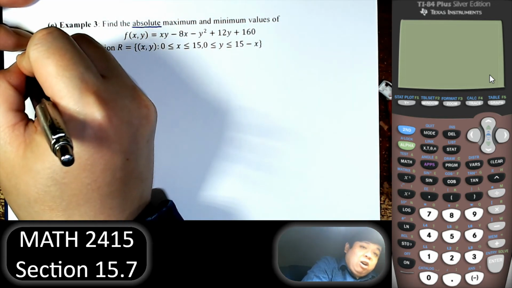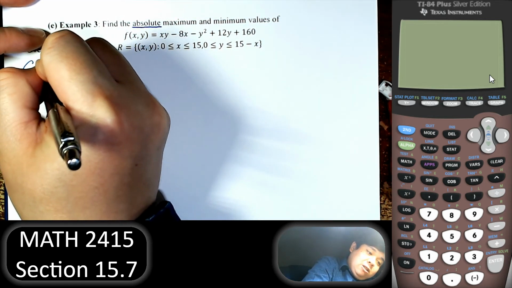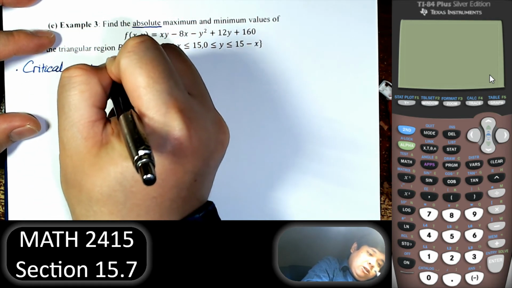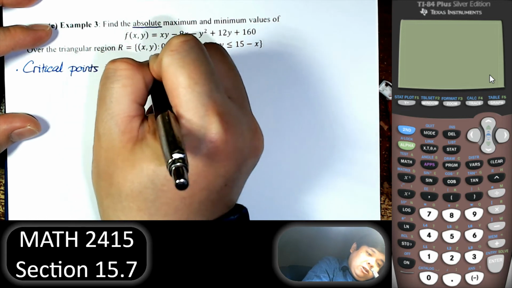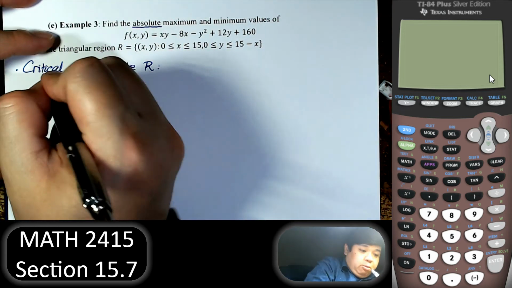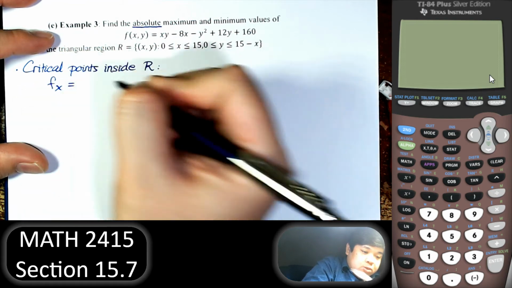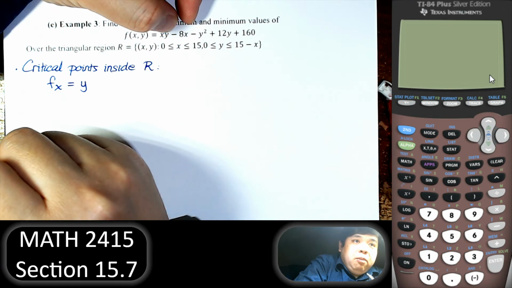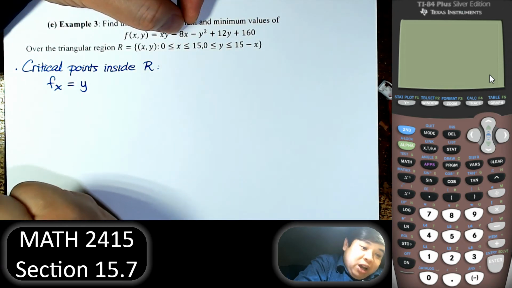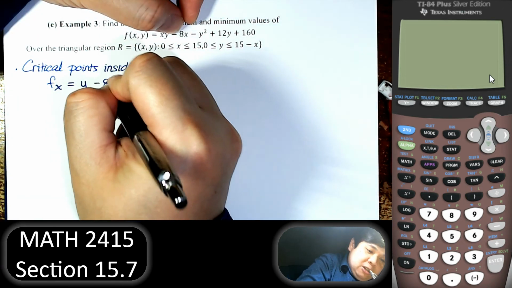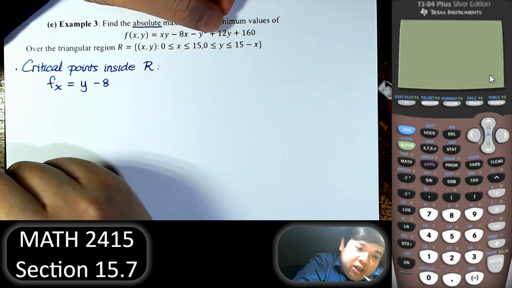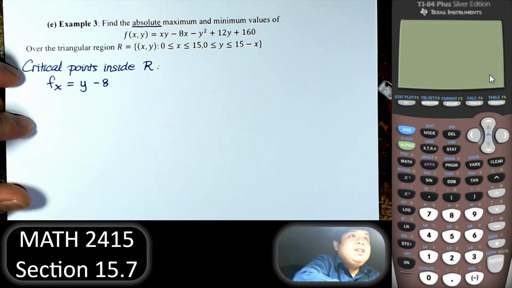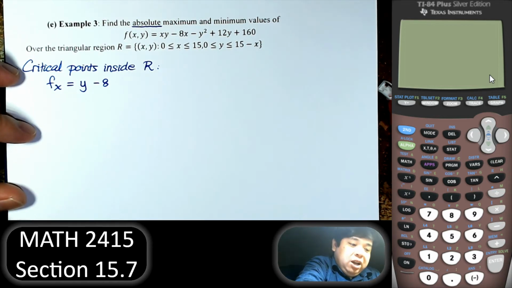First, find the critical point inside. So we take the partial derivative with respect to x, which would be y minus 8. There's no x here, no x there, and it's good. Just that. Derivative with respect to x, that's all we have.